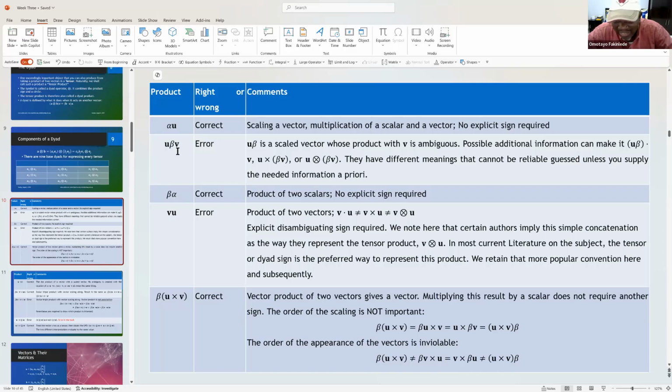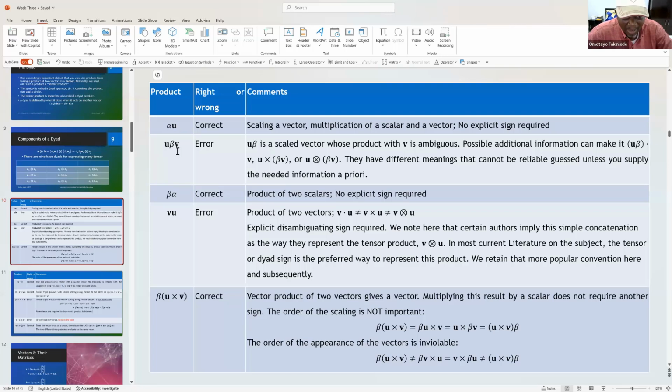So once there are two vectors involved in an expression, you cannot just multiply them together without being more specific, because those three things have different meanings. One produces a vector, one produces a scalar, the other one produces a tensor. They have different meanings that cannot be reliably guessed unless you supply the needed information a priori.